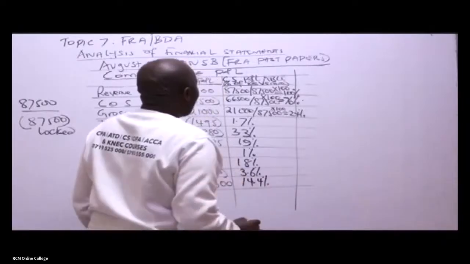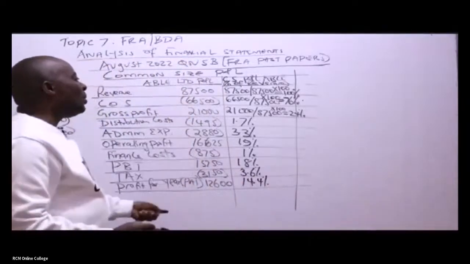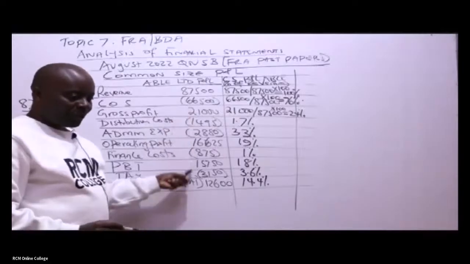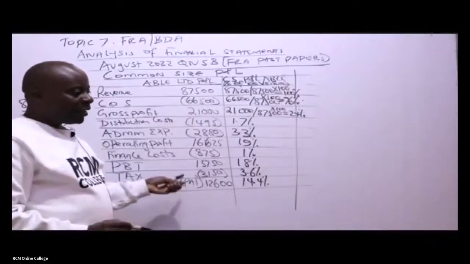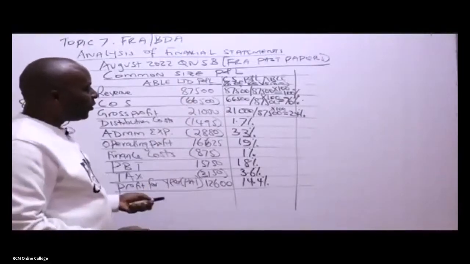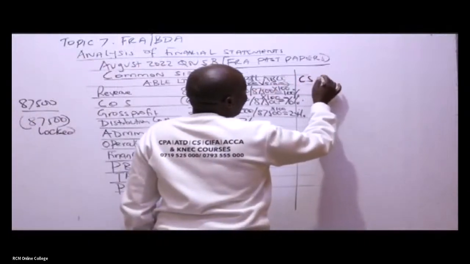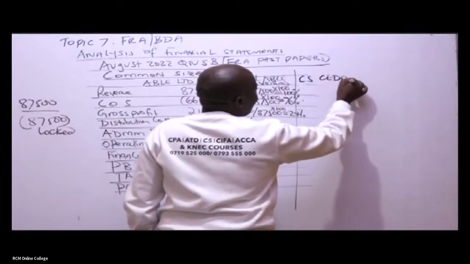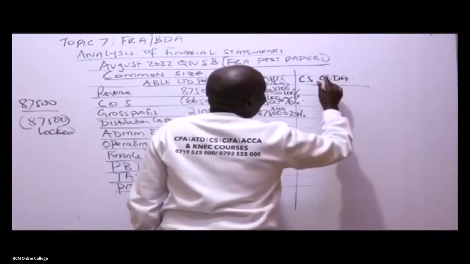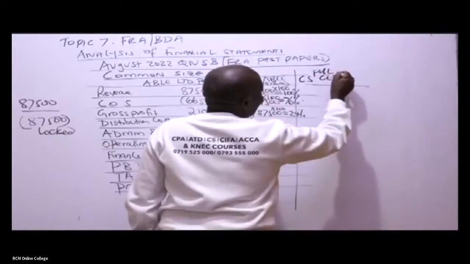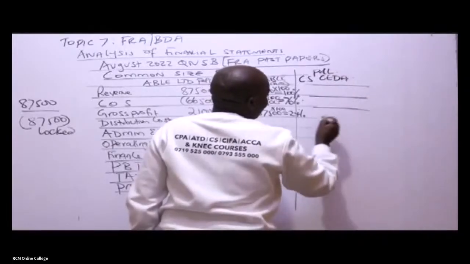So ladies and gentlemen, writing this basically was for me for demonstration purposes. The FRA students, you don't have to copy this the way it is. So I want you to go ahead and give me the common size for CIDA. The common size P and L for CIDA directly.